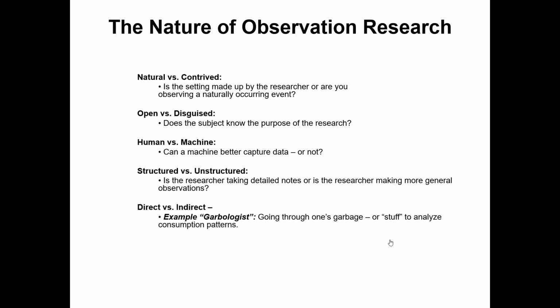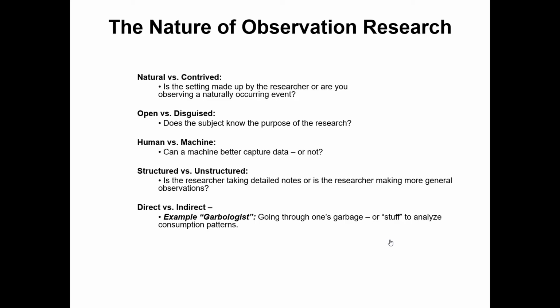The second angle or perspective for looking at observational research is to see whether the subjects are aware of the purpose of the research. Going back to the focus group, normally we tell the participants the general purpose of the research, whether it's politics or shopping or something else. So it's really open. They know the purpose of your research, not exactly, but in general.